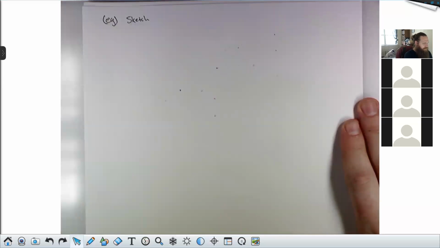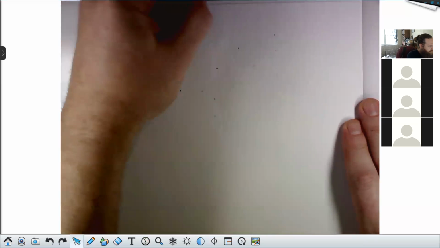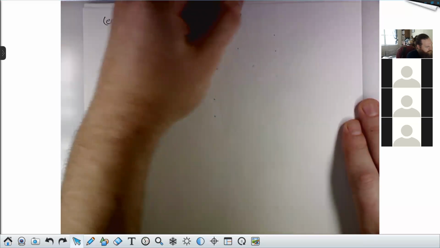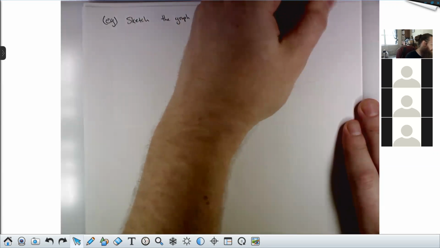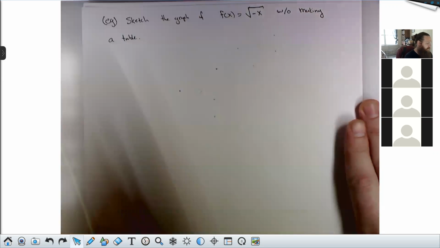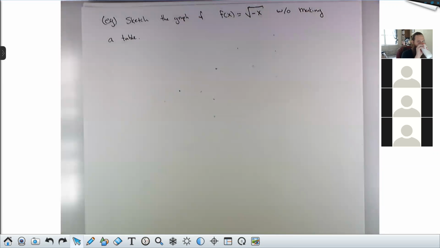So far we have horizontal shifting, vertical shifting, horizontal scaling. There's also a vertical scaling. Let me try another horizontal scaling first. Let's do one without plotting points, without making the table. So let's sketch the graph of f of x equals the square root of negative x without making a table. This is a special kind of horizontal scaling, but it's still a horizontal scaling, and all the rules I shared with you work great.